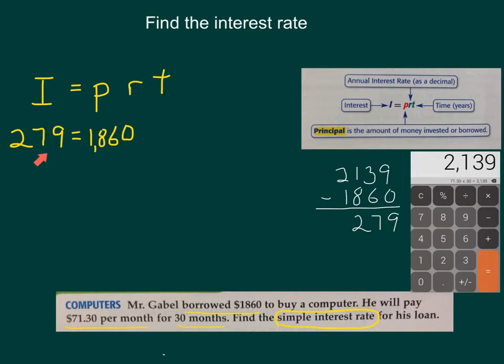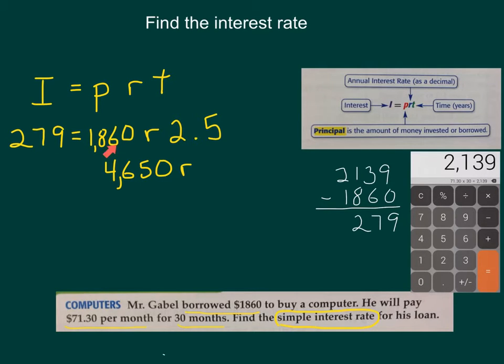So I plug that number in right here. Now, in this problem, I'm asked to find the simple interest rate. So that means that's going to be the variable R, and now I have to find the time in years that money was borrowed. It was borrowed for 30 months, which would be 2 years and 6 months, and 2 years and 6 months would be 2.5 years.